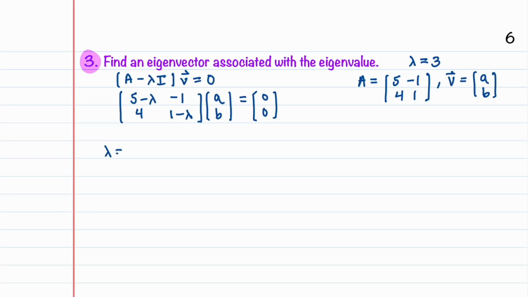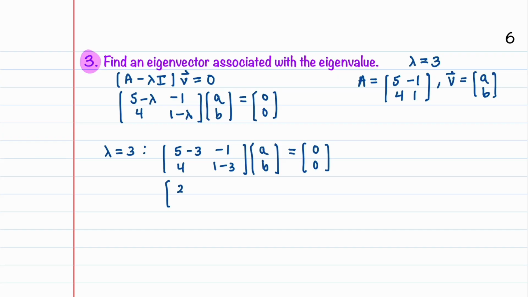Now we're going to substitute in that lambda is equal to 3. So we get [5 minus 3, -1; 4, 1 minus 3], and we multiply this by (a, b), and it's equal to 0.